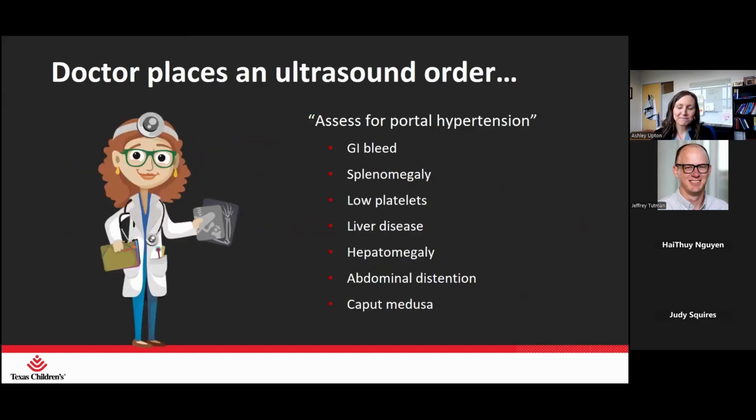So jumping right in, you have a provider place an order that says assess for portal hypertension. Some of the indications that you may come across are GI bleed, splenomegaly, maybe low platelets or hepatomegaly, abdominal distension, or even caput medusa.